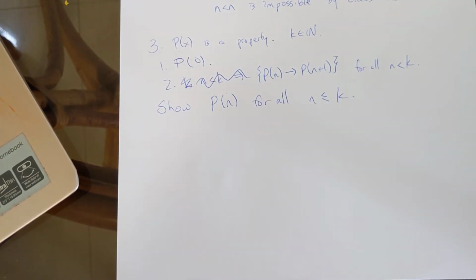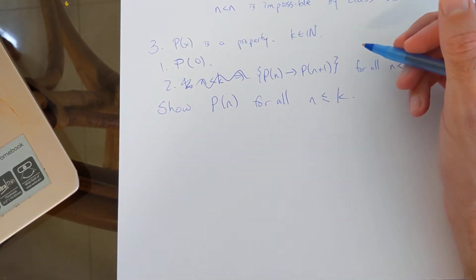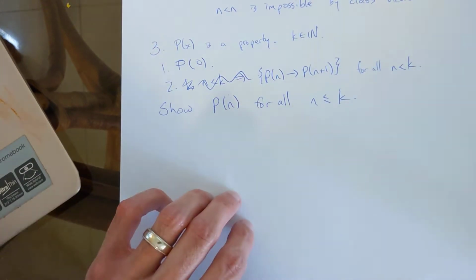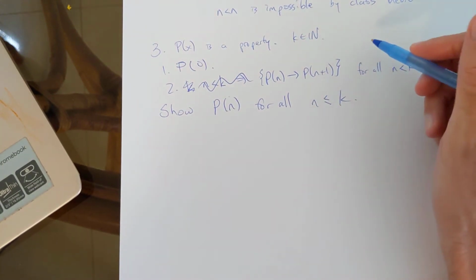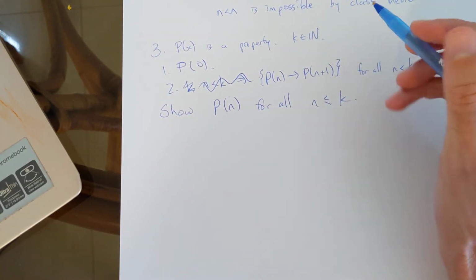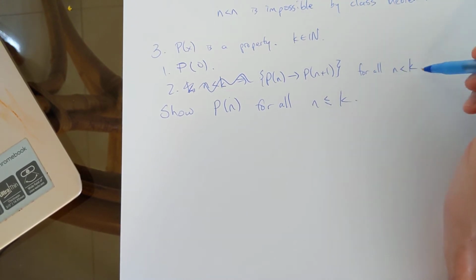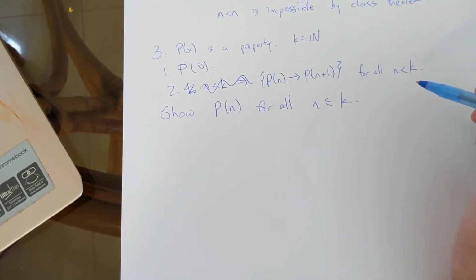So just continuing from the last video, doing question 3, Math 3274, assignment 3, we have the following assumptions. We assume P of 0, and we assume that P of n implies P of n plus 1 for all n less than k. We have to show P of n for all n less than or equal to k.